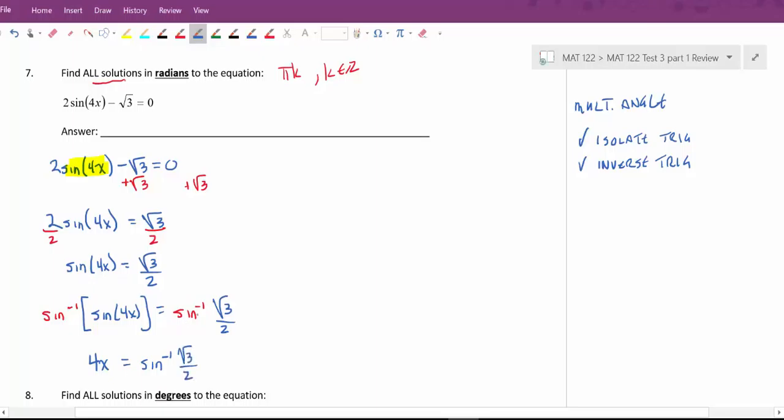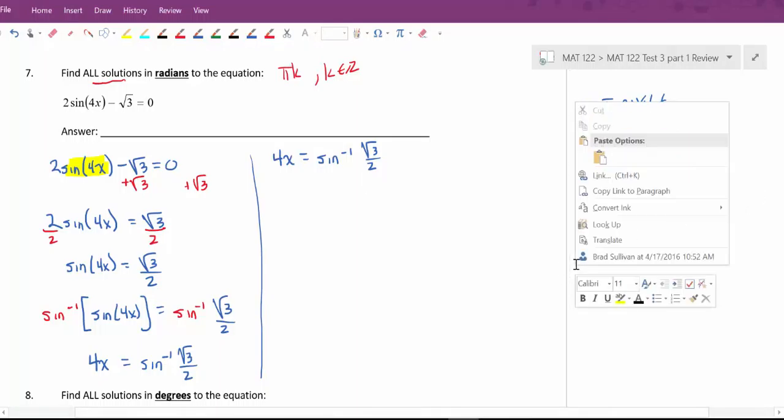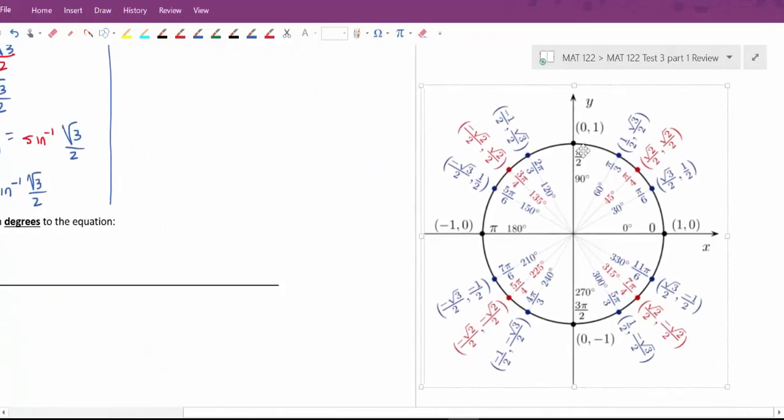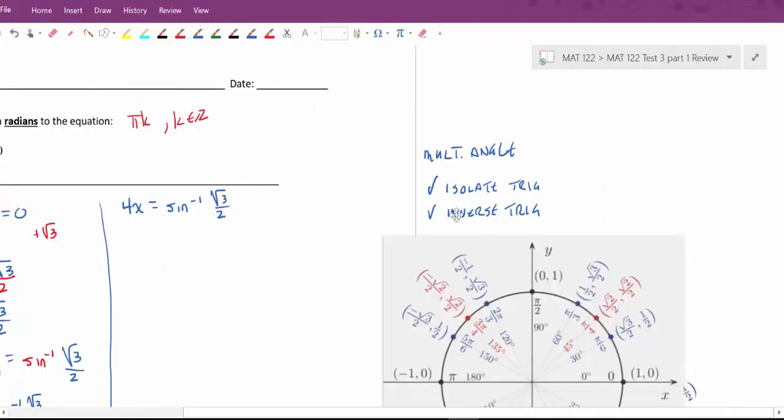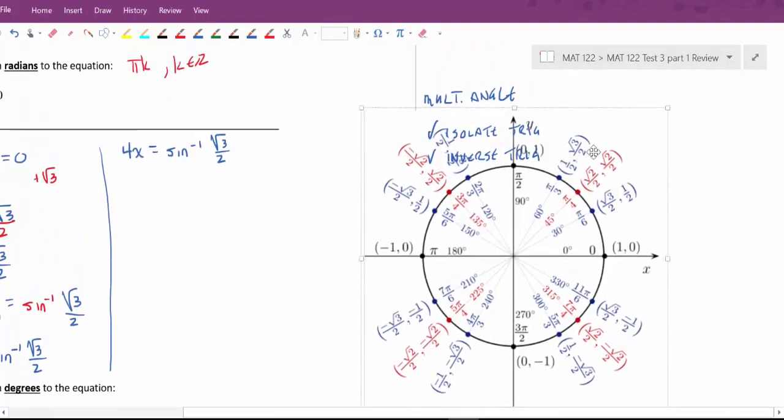Okay, then we're going to set up and look at the unit circle. So let's write down 4x equals inverse sine of the square root of 3 over 2. Then I'm going to bring up and paste a unit circle here real quick so we can use this to interpret the rest of the problem.